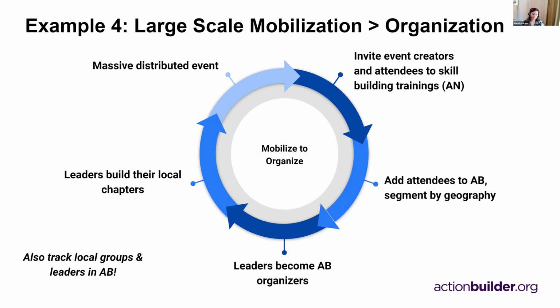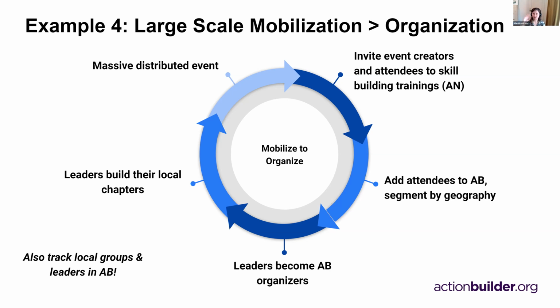Number 4, so this is more of taking that large scale distributed event that we first talked about, and you're actually giving people, through a distributed event in Action Network, the ability to create their own events locally. So this would be inviting event creators and attendees to skill building trainings, as a nice output of that. So different people can actually create their own events autonomously from you using the distributed events in Action Network.